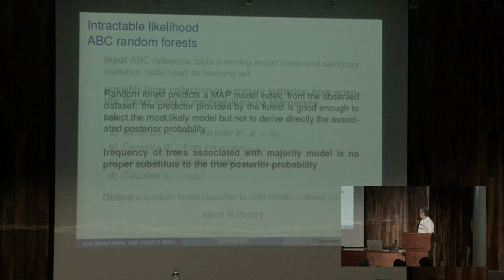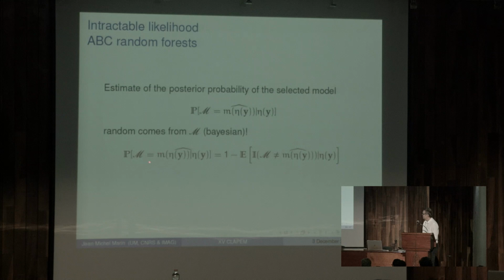And then what we have is that the posterior probability of the model you have chosen using the first random forest is equal to 1 minus this expectation, okay? This expectation that the true model is not equal to the one you chose. And so if you would like to approximate this probability, you can approximate this expectation. And how to do that is to use a second random forest to approximate this expectation.